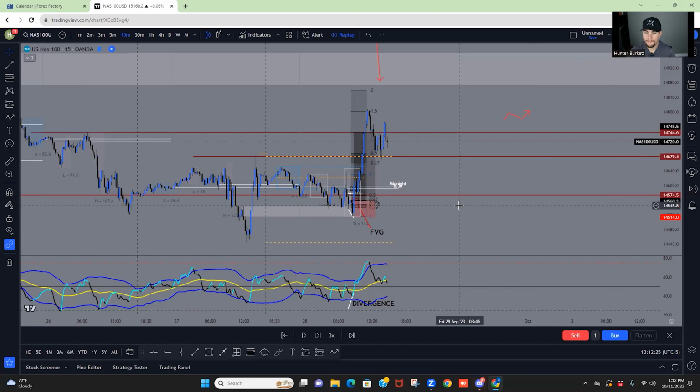Stay focused. No raid, no trade, no displacement, no trade. You've seen what a high probability setup is, the unicorn setup.